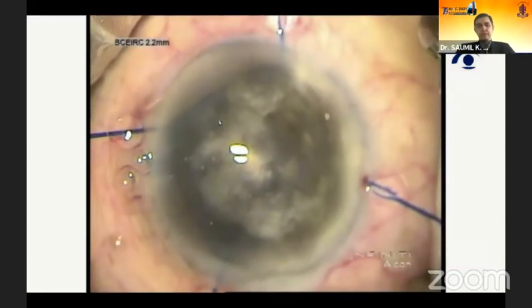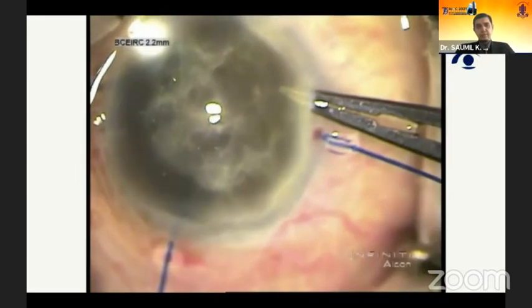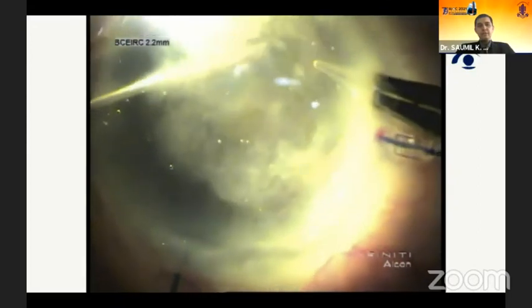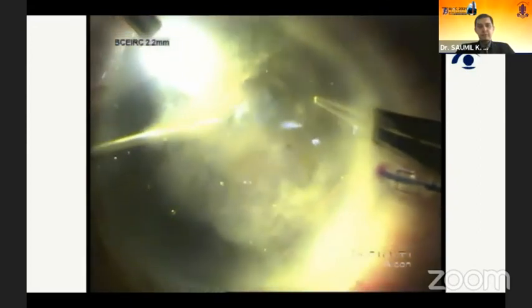Just to recap the points which I was talking about, focal illumination in terms of either keratoconus or scarred cornea really improves the visibility. Also, if required, do use iris hooks to dilate the pupil if needed. Stay in the capsule. You can see that with focal illumination, there's definitely a better visibility as compared to the diffuse illumination.